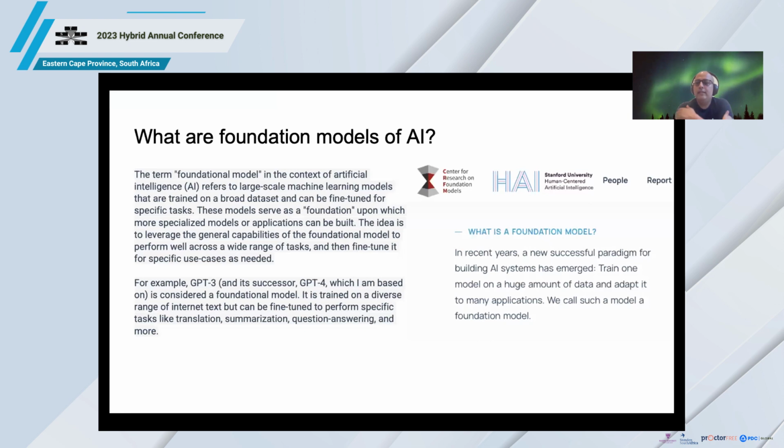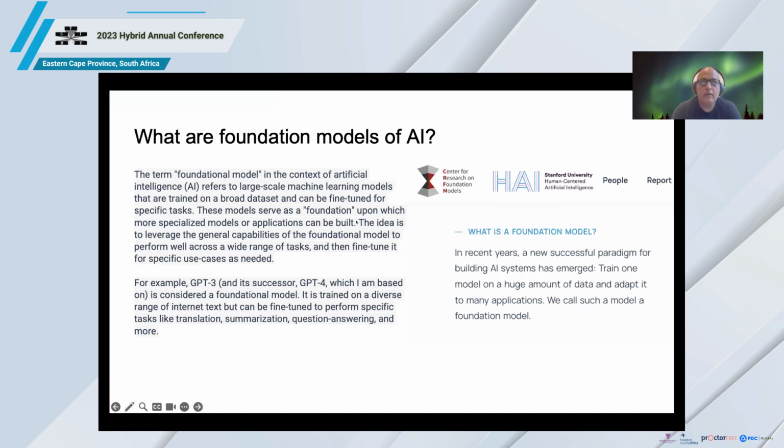So essentially speaking, to start with, what is a foundation model? If you ask this to ChatGPT, this is what I asked. You can see on the left, it gives a longer definition. But what I like more is the definition from Stanford's Center for Research on Foundation Models. They say that a new successful paradigm of building AI has emerged, which is to train one model on a huge amount of data and adapt it to many applications.